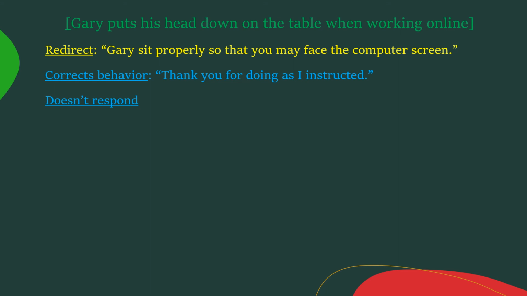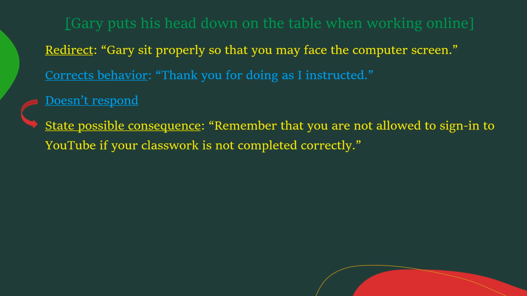If he doesn't respond, then I need to be able to state the possible consequence. Okay? Remember that you're not allowed to sign in to YouTube if your classwork is not completed correctly. By saying this, I'm reminding Gary, hey, this is what we agreed upon, that expected behavior needs to be met before you're able to get this YouTube time. If he corrects it, wonderful. I say, thank you for making a good choice.